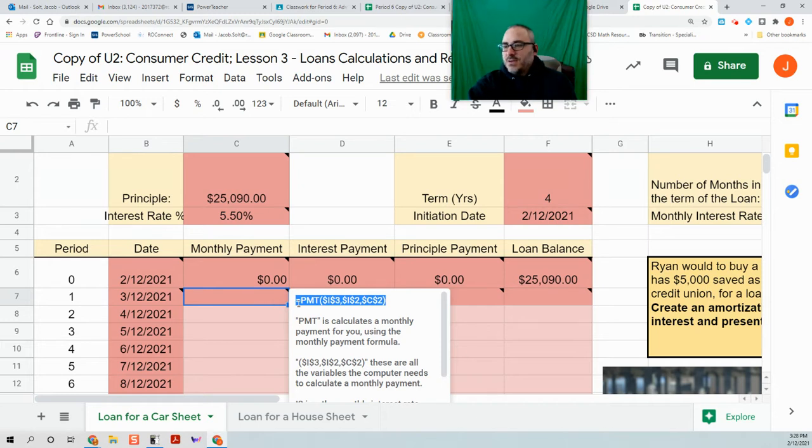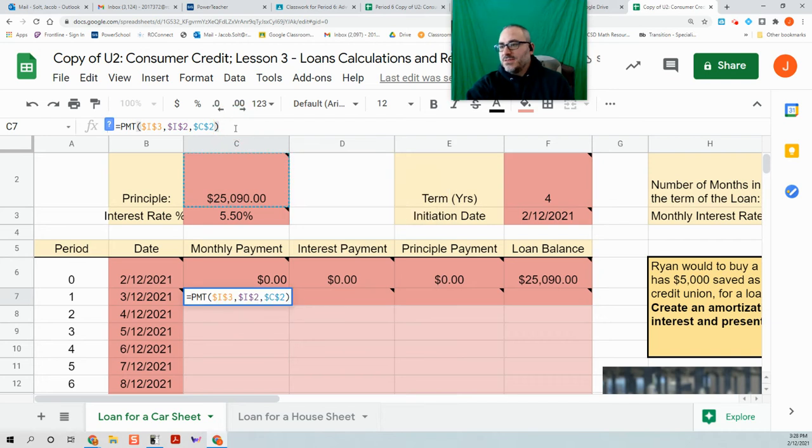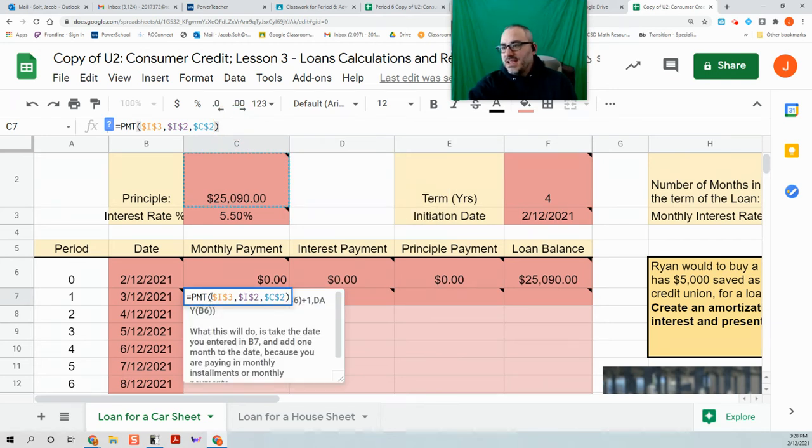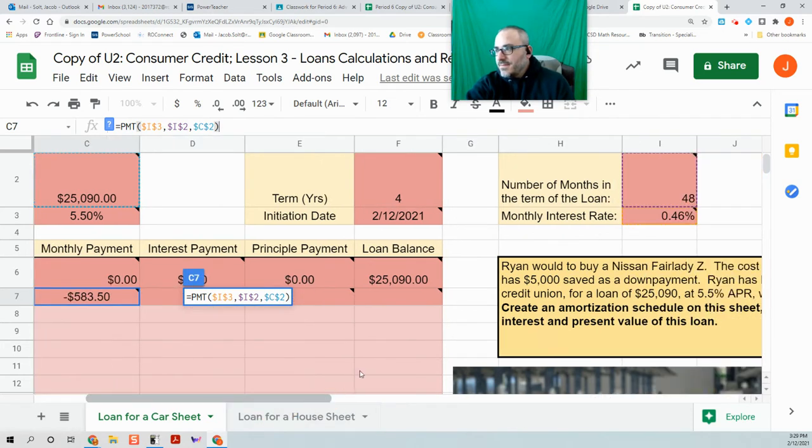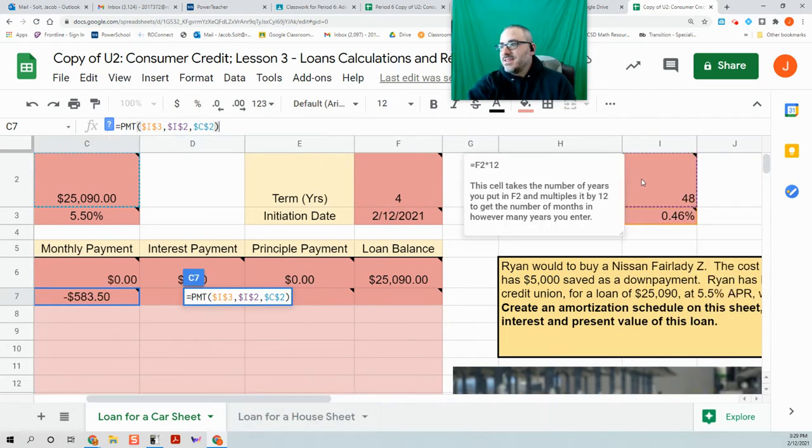All right. This is the equal sign. Make it equal to payment, PMT. Right. This is the command that calculates a monthly payment for you, using the monthly payment formula. So I'm going to press Control V here, and this is what it typed. Equal sign PMT parentheses $I$3. What is that? It's taking I3, which is over here. There's I3.